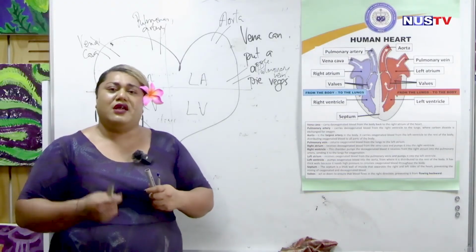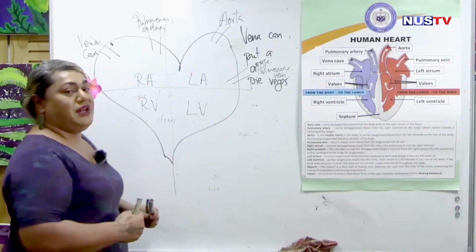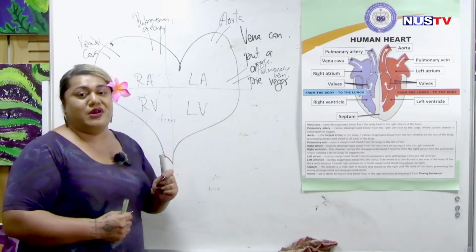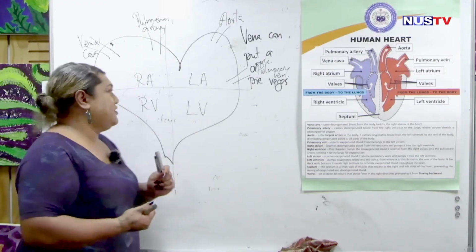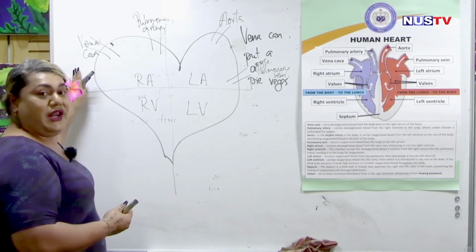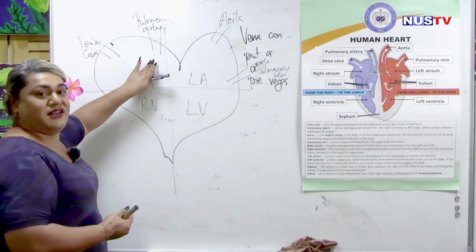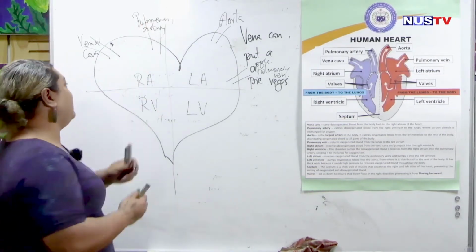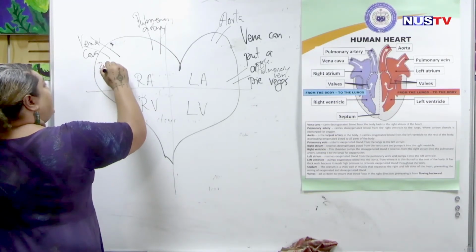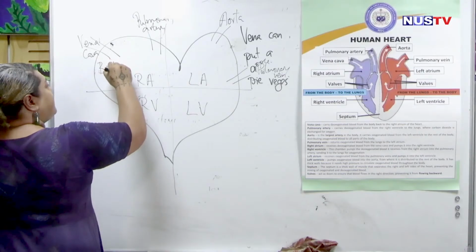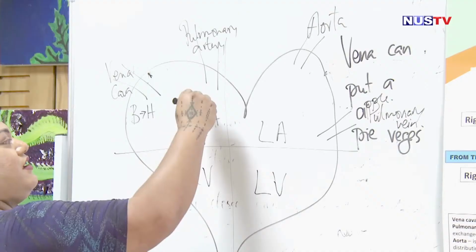Try to remember, where is the blood coming from? We already talked about the blood. It is deoxygenated blood. So this is from the body to the heart, from the heart to the lungs.